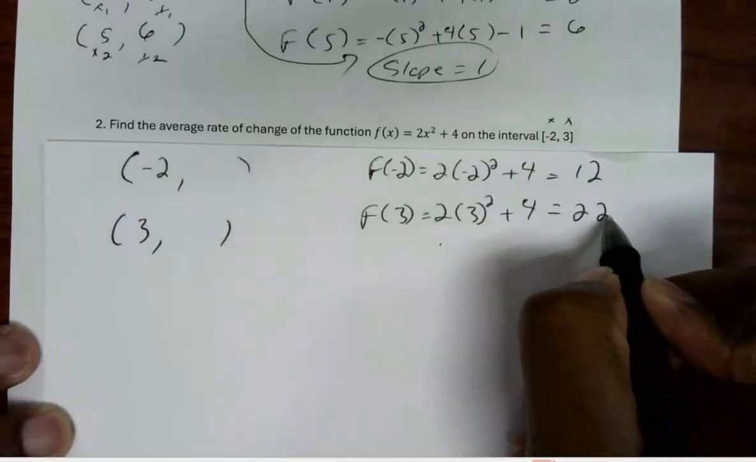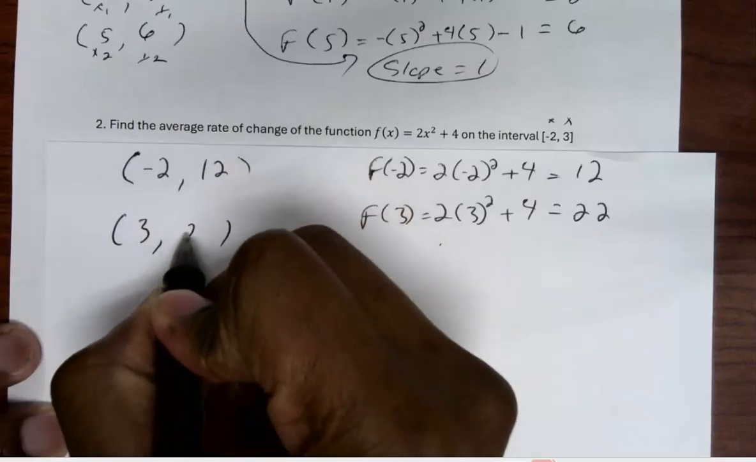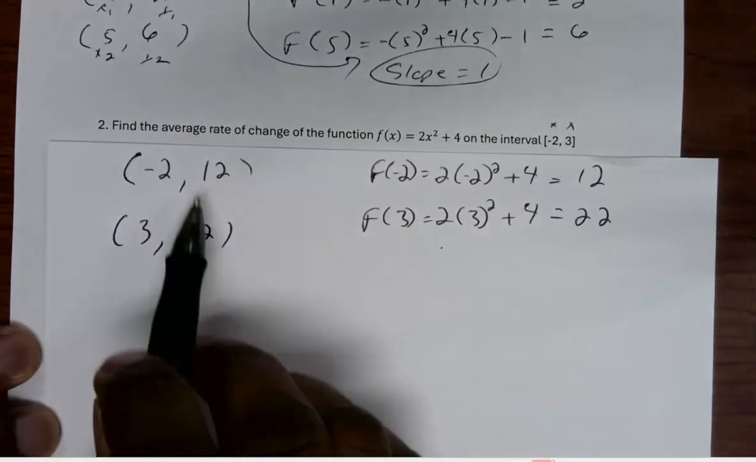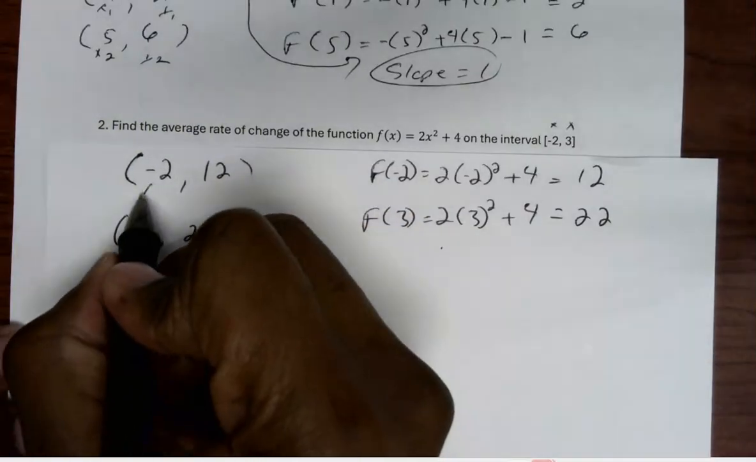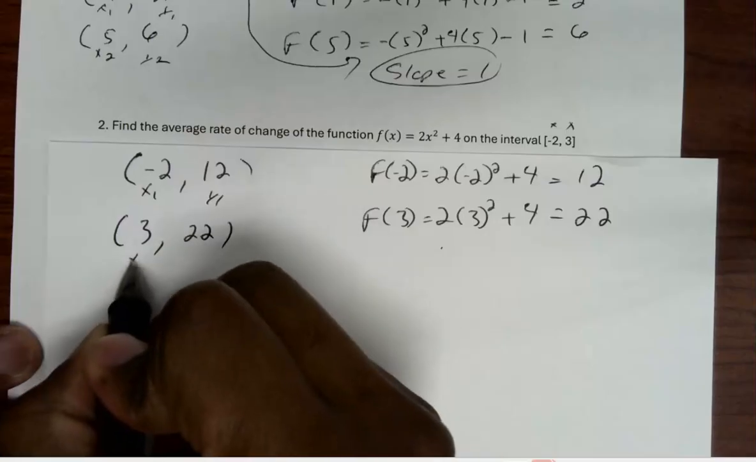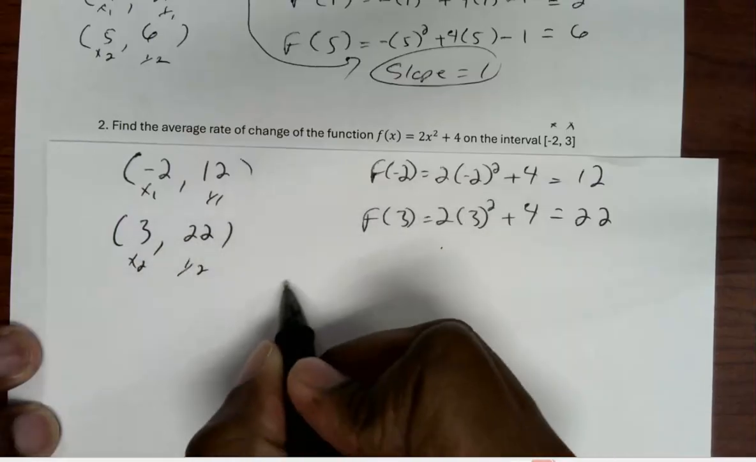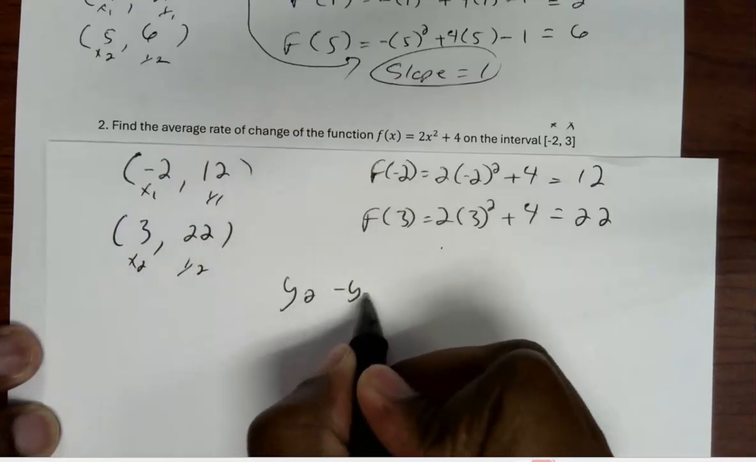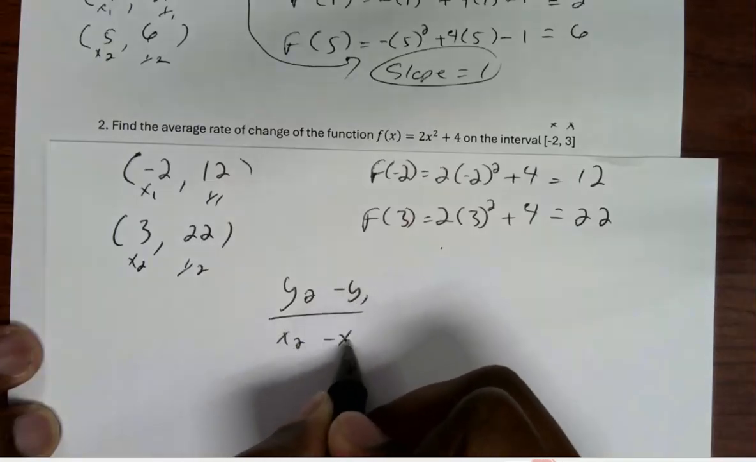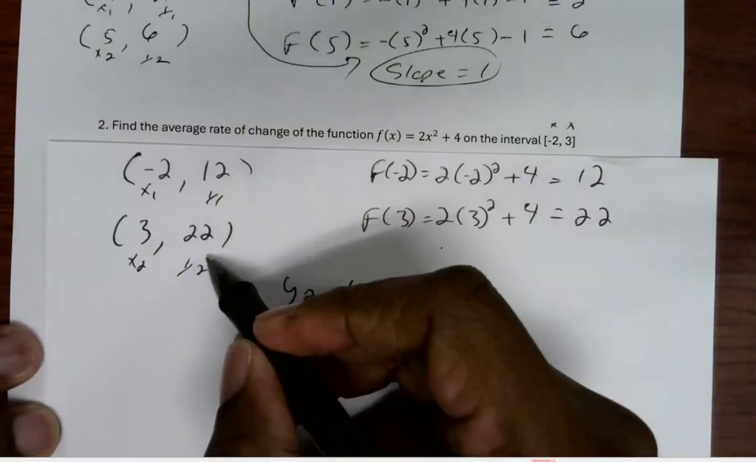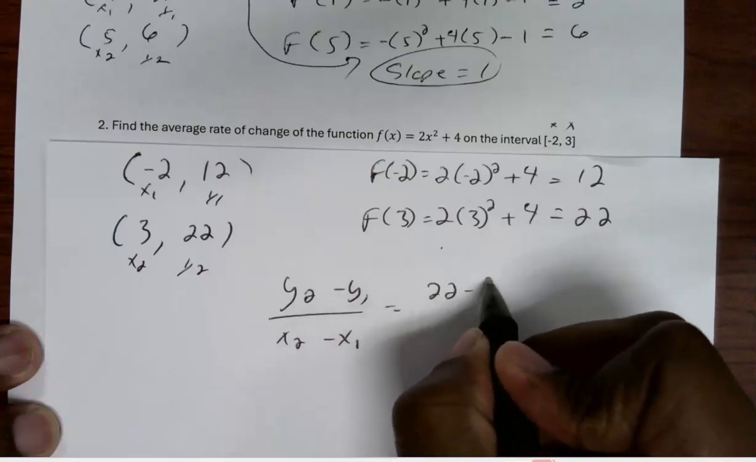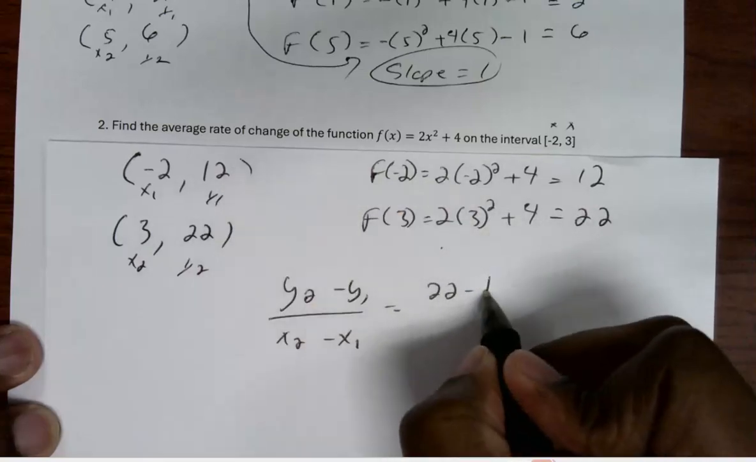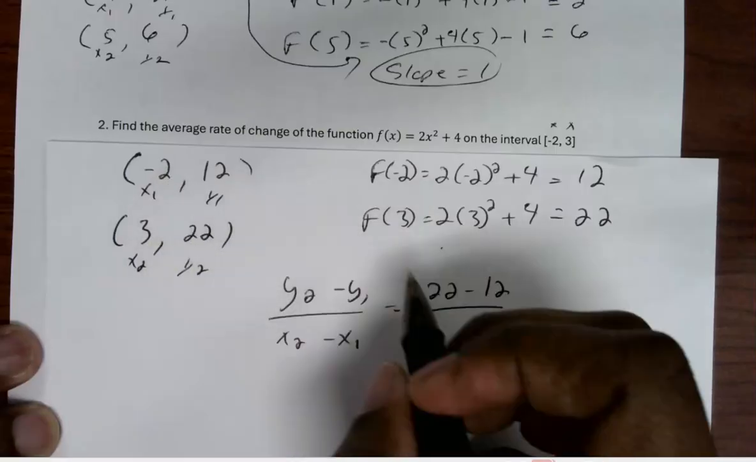Next output is 22. 12 and 22 are the y values. So I got my two ordered pairs again, my x1, y1, x2, y2. And the slope formula is still subtract the y's on top, subtract the x's on the bottom. So 22 take away, I'm sorry, 22 take away 12 on top, and 3 take away negative 2 on the bottom.